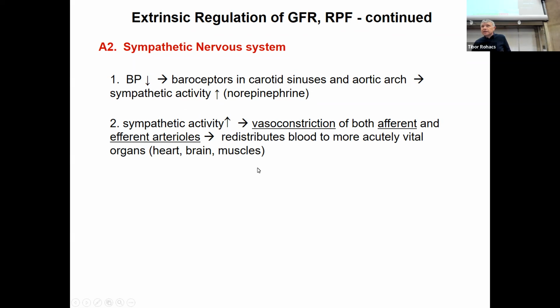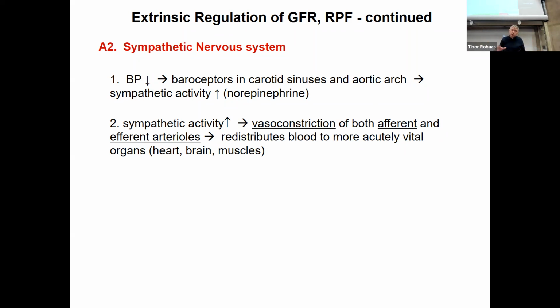And both this one and the effect of angiotensin II, basically the vasoconstriction drops the renal plasma flow, and that has, of course, effects on the ability to reabsorb sodium. But also you have to remember that the renal blood flow is very, very high. So if your blood pressure drops, you can decrease the renal plasma flow without decreasing your renal function and basically redistribute blood to your more acutely vital organs, which is basically your brains and your muscles.